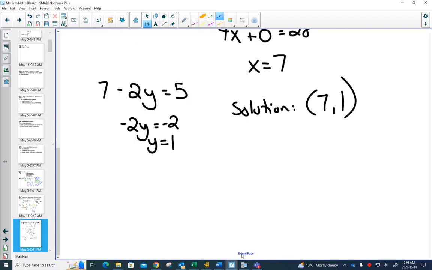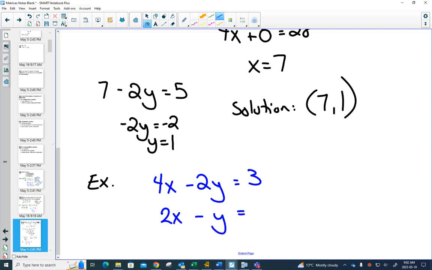So I'm going to just do another example here. One equation is going to be 4x minus 2y equals 3. And the other equation is going to be 2x minus y is equal to 8. And so you're going to solve this system. You're thinking elimination. You've got your two equations, equation 1 and equation 2.